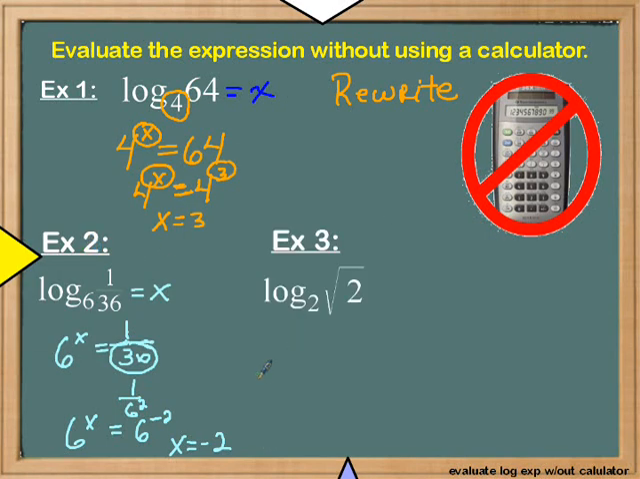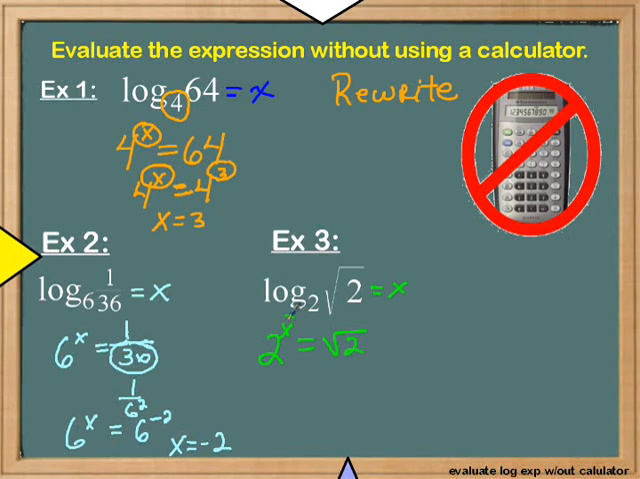Let's take a look at example 3, where I have log base 2 of the square root of 2. All we're going to do is set that equal to x. We're going to do a rewrite. So rewrites again are very important. 2 to the x equals the square root of 2. So log base 2 becomes the base of the exponent, and x equals the square root of 2.